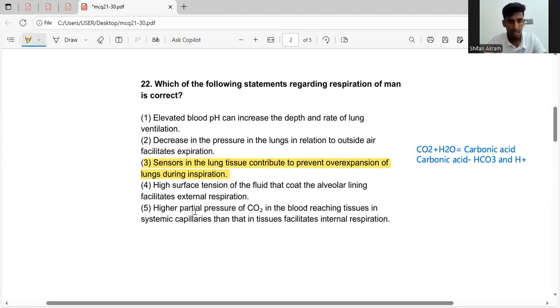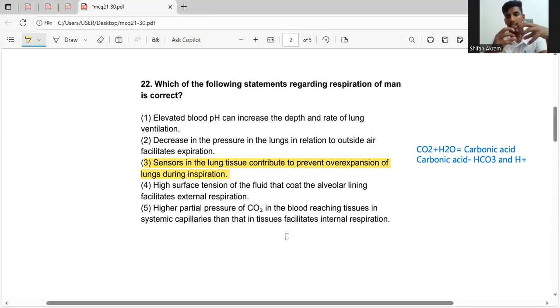So let's go to the fifth one. Higher partial pressure of CO2 in the blood reaching tissues in systemic capillaries than in tissues facilitates internal respiration. Okay. So we know internal respiration occurs between the tissues and the blood. Another way, external respiration occurs between alveoli and the blood, and internal respiration occurs between tissue and the blood. So this is where CO2 in the tissue diffuses from the tissues into the blood and oxygen in the blood diffuses into the tissues.